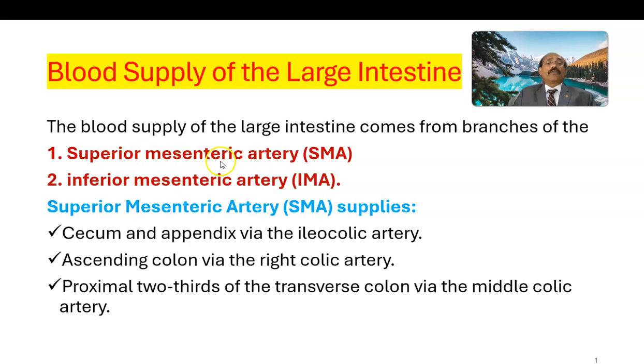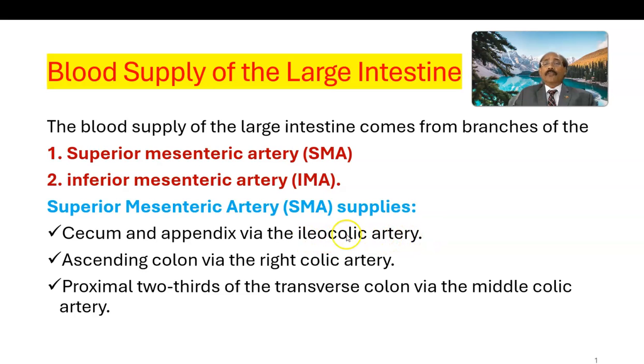Superior mesenteric artery supplies all the structures which are derived from the midgut. Inferior mesenteric artery supplies all the structures which are derived from the hindgut. Let's start with superior mesenteric artery. Superior mesenteric artery supplies cecum and appendix via the ileocolic artery.